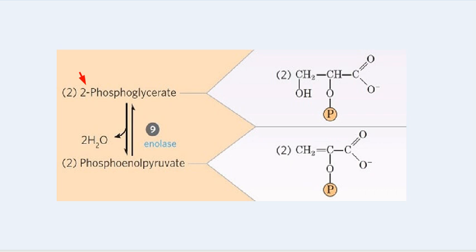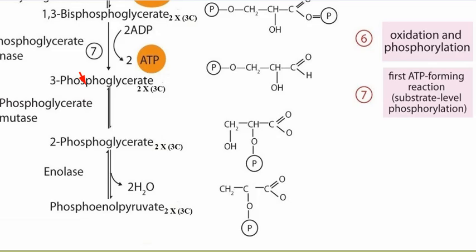By using enolase, 2-phosphoglycerate has been converted into phosphoenol pyruvate, point number 9. And now the final step, that will be the 10th point, which I'm keeping in front of you now.